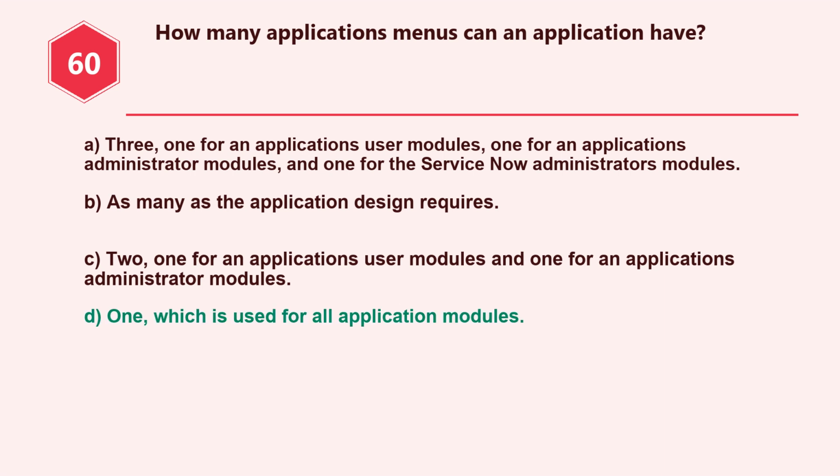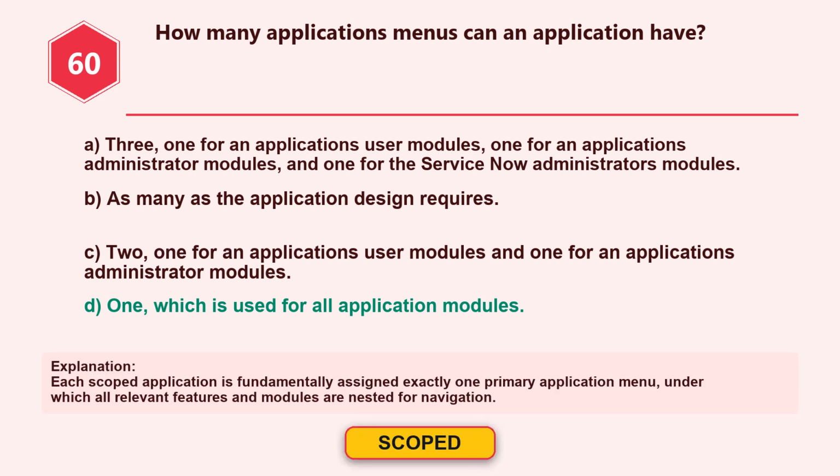The correct answer is option D, 1, which is used for all application modules. Each scoped application is fundamentally assigned exactly one primary application menu, under which all relevant features and modules are nested for navigation.